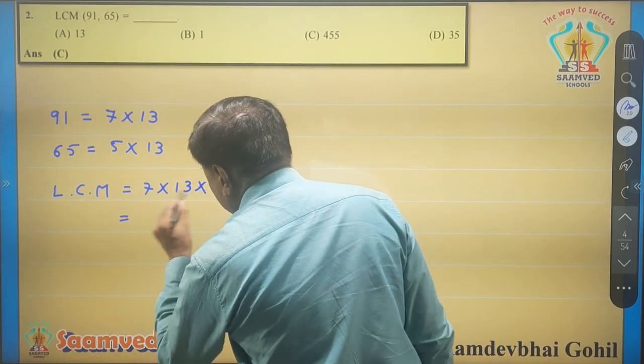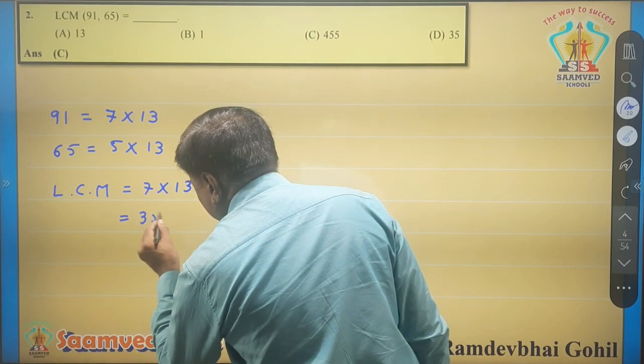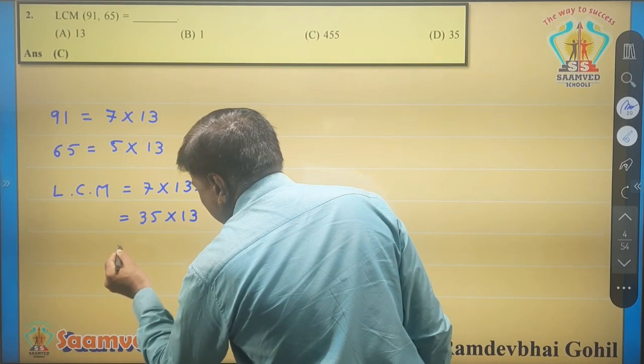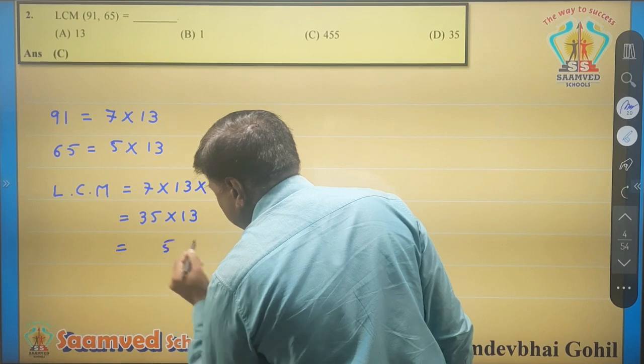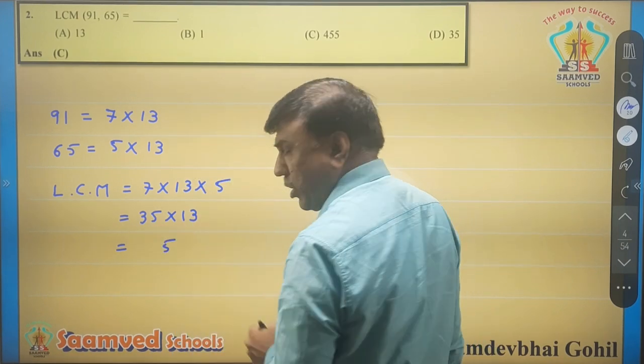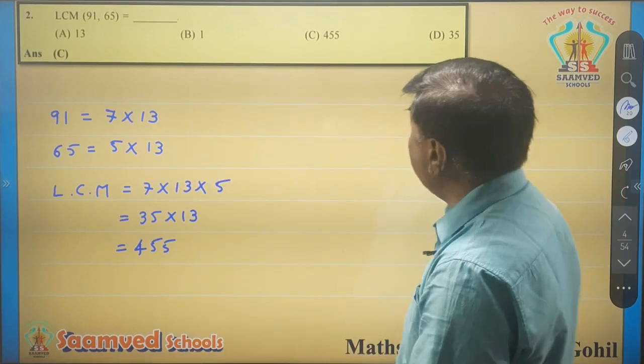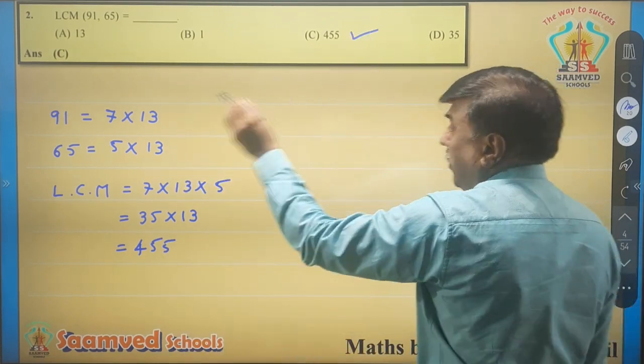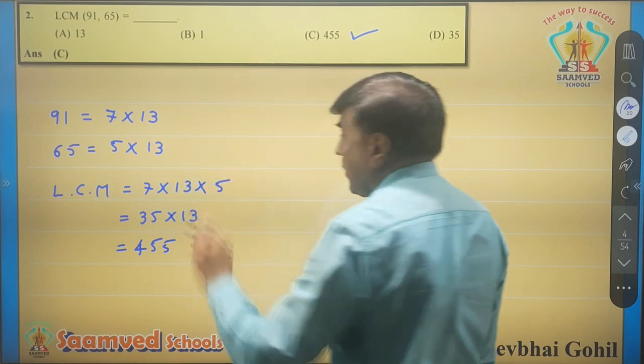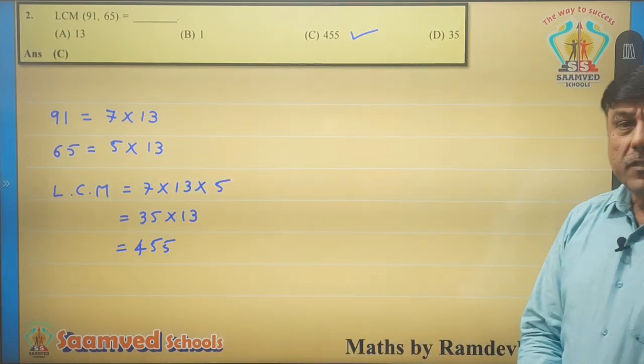Complete the multiplication. 7 into 5 is equal to 35, into 13. So 13 times 5 is 65, carry 6. 13 times 3 is 39 and 6, 45. So the answer will be 455, option C. Right?